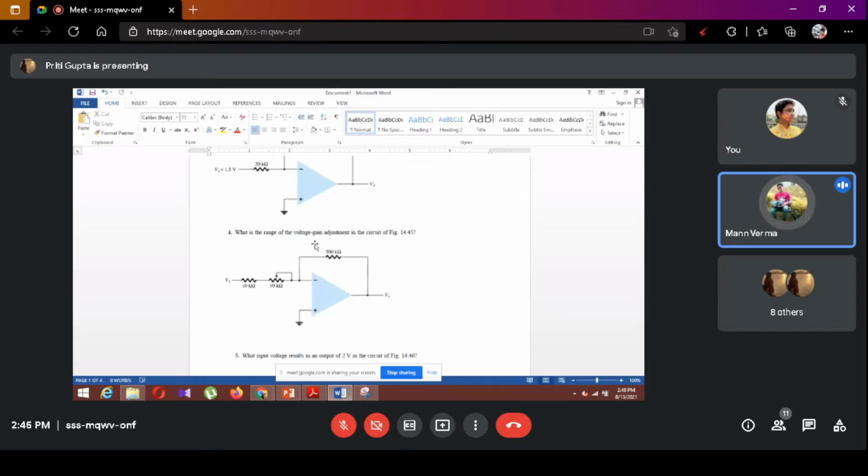Ma'am, after finding two different ACL, what do we have to do? What is the value of ACL when you have taken 10 kilo ohm? So as Ri, then ACL comes minus 50 volt. And when you have taken 20 kilo ohm, what is the value of ACL? Minus 25. So your range is minus 50 to minus 25.